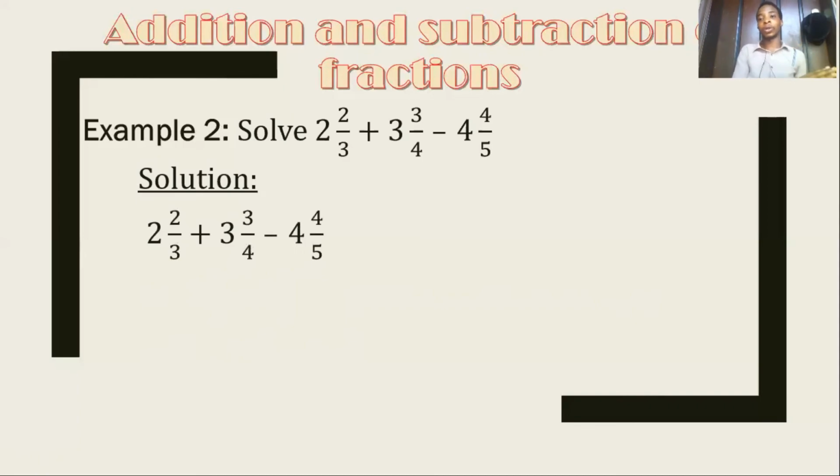So what do I do? Our solution starts with our question once again. I'll take out the whole numbers first. I'm having 2 plus 3 minus 4. That's the first thing I do. So in brackets, 2 plus 3 minus 4. Then I'll check the fractions now. Remember, I'm to get the LCM of the denominators. What are my denominators? I have 3, 4, and 5. Now, what's the biggest number there?